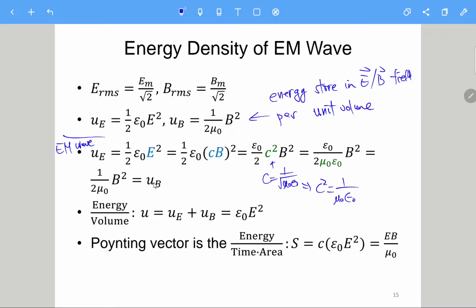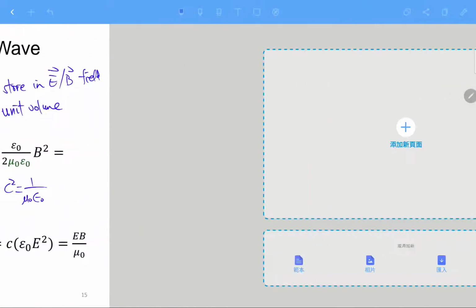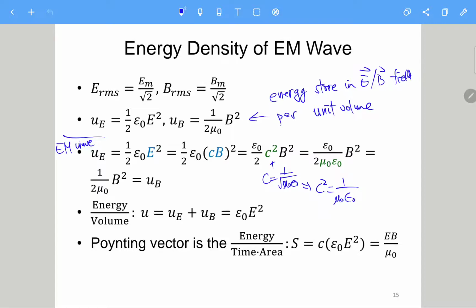Okay, in this case, it means that for the EM wave, the energy stored in the E field is actually the same as the energy stored in the B field. That's why the E field and B field have this relationship, Em over Bm being the constant c. In this case, the energy stored in them will be exactly the same. And this guarantees the EM wave can propagate freely.